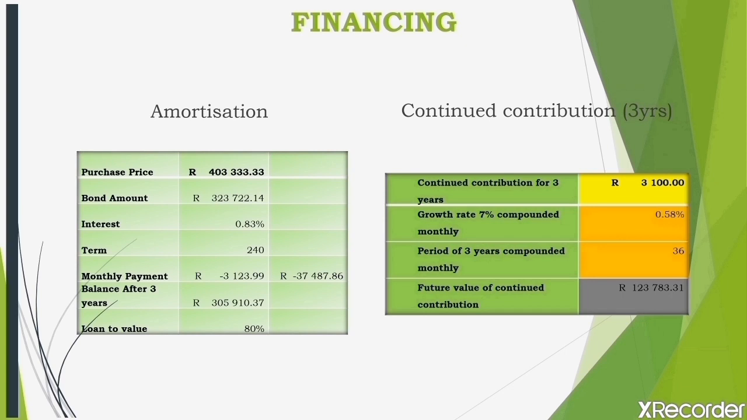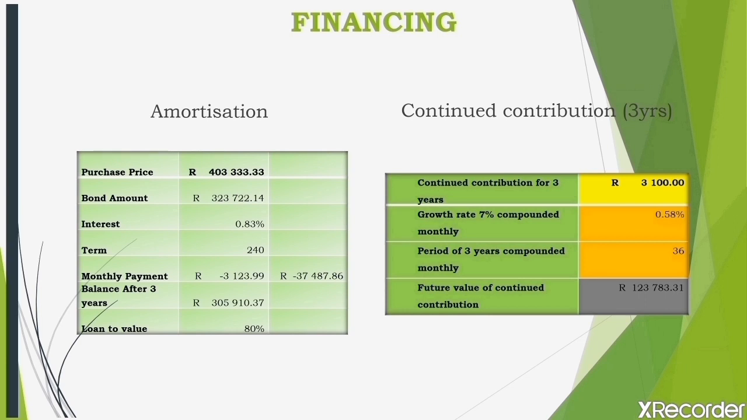which will be put in as a deposit for the required bond amount of 323,722 at the current interest rates of 10%, which were based on the prime interest rates of 2019, compounded monthly at 0.83%, and the loan term is 20 years, and that's 240 months. And the balance of the loan after 3 years will be 305,910.